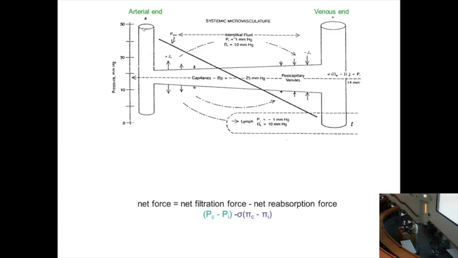We have our arterial end of our capillary here, our venous end here. Blood is flowing from high pressure to low pressure along this capillary. And we have high hydrostatic pressure here, we have low hydrostatic pressure here, because this is the venous end. Okay.